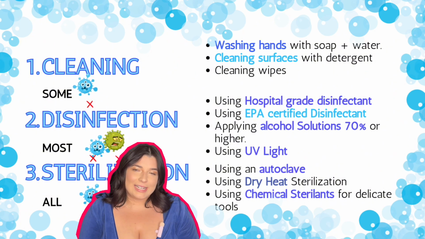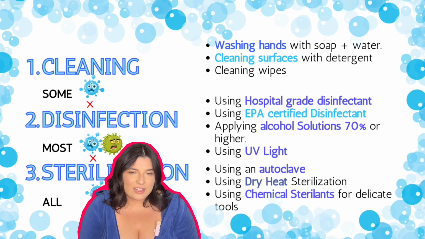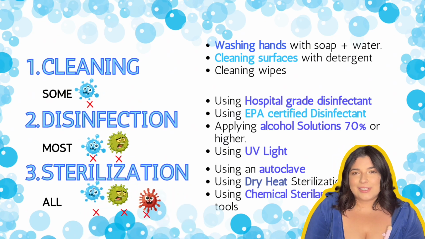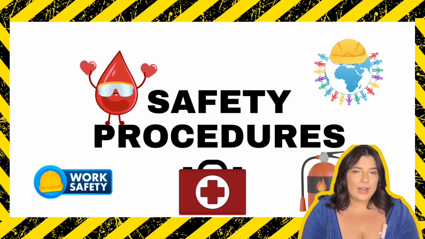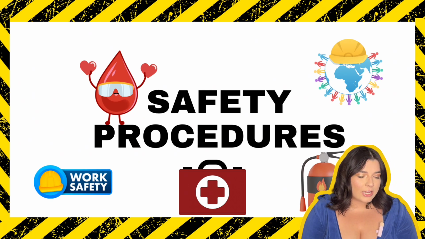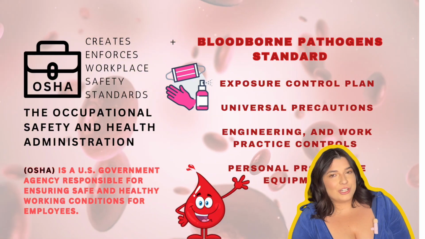We just finished the section on infection control. We learned about sanitization, disinfection, and sterilization, and some methods to achieve them. We're now going to start on the safety procedures section. So, what is OSHA? Just think of OSHA like the big daddy of the workforce, right? So, it's the Occupational Safety and Health Administration.